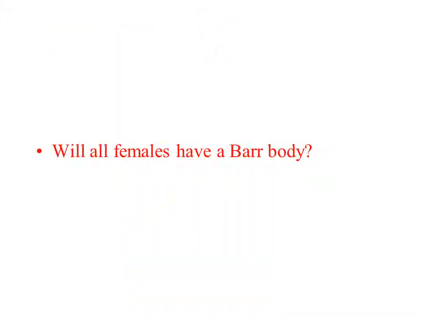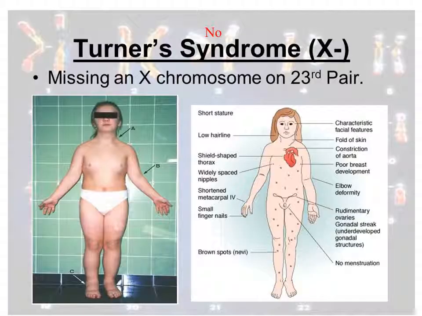Here is another question. Will all females have a Barr body? Think about it, address it, explain it, give me the genotype, if this individual exists. If you're not complete, push pause. So the answer is no. A female that only has one X is referred to as a female that has Turner syndrome.